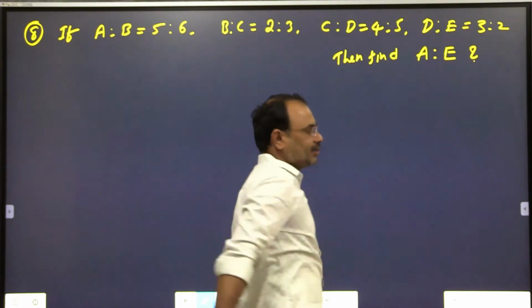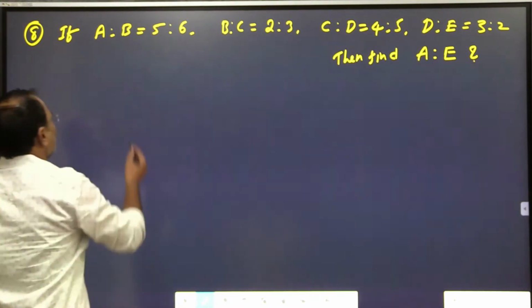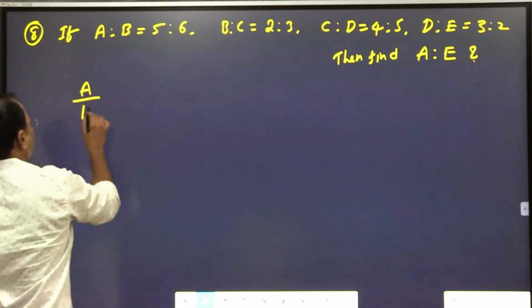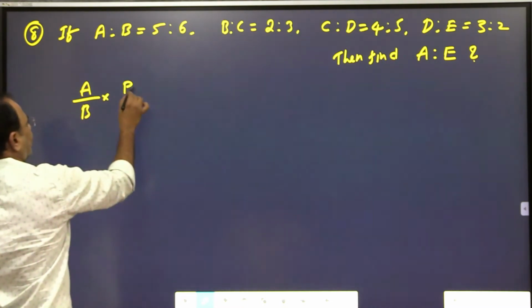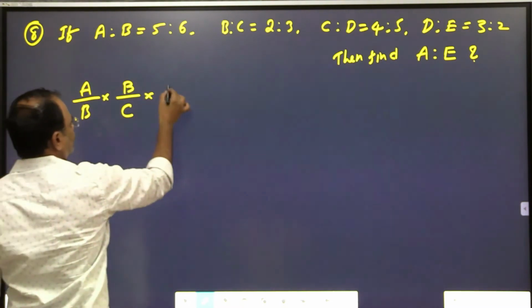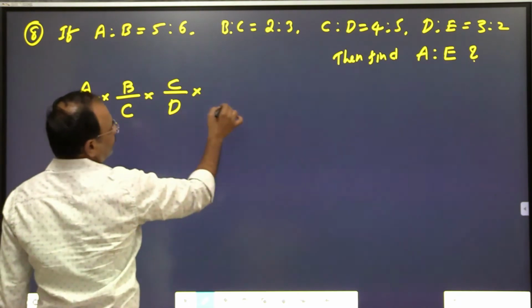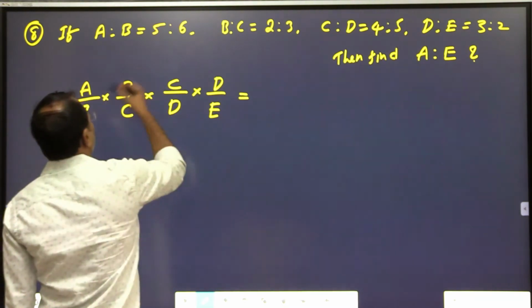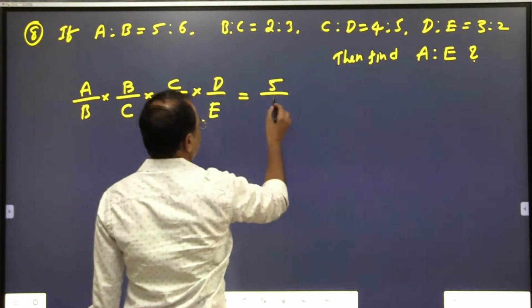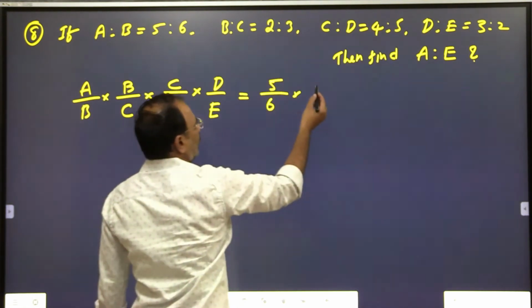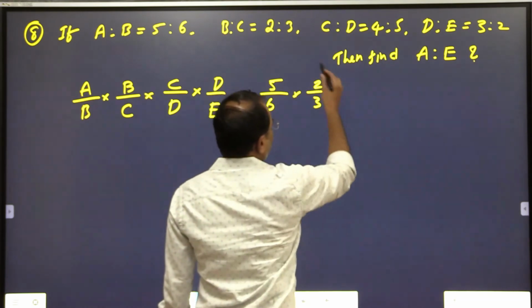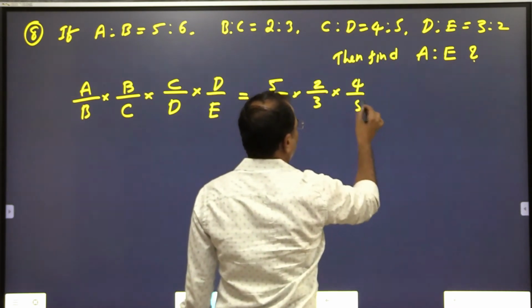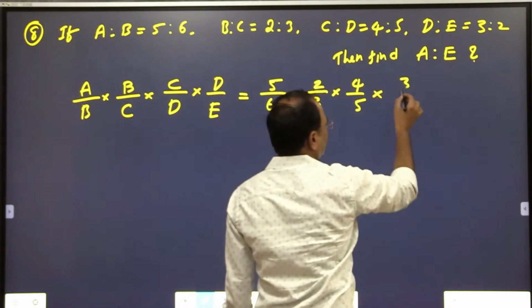Simple multiplication of all terms. So A is to B is A by B, B is to C is written as B by C, C is to D can be written as C by D, D is to E is written as D by E. In the same manner, what is A by B? That is 5 by 6. Then what is B by C? 2 by 3. What is C by D? 4 by 5. What is D by E? 3 by 2. Right?